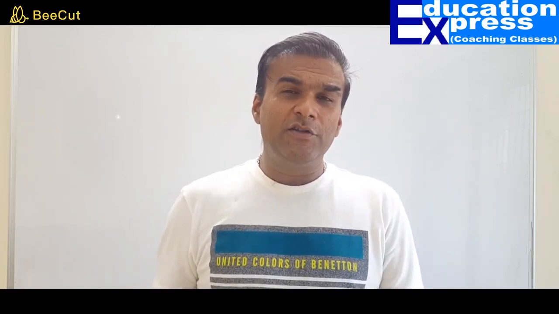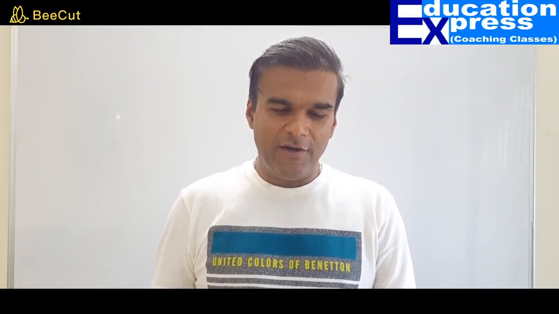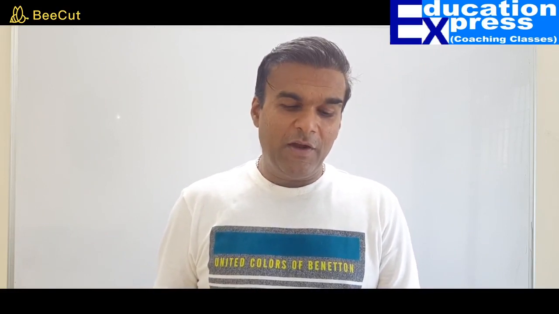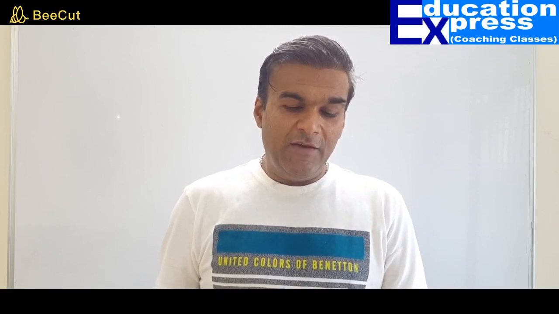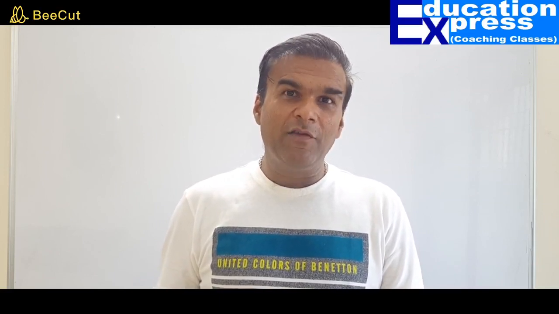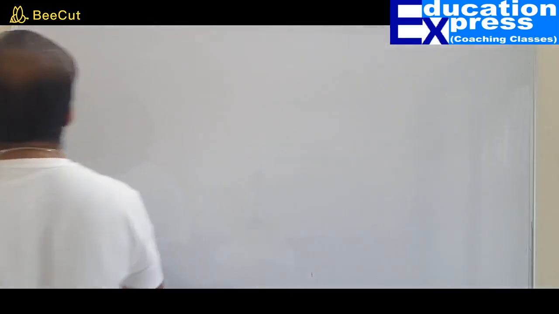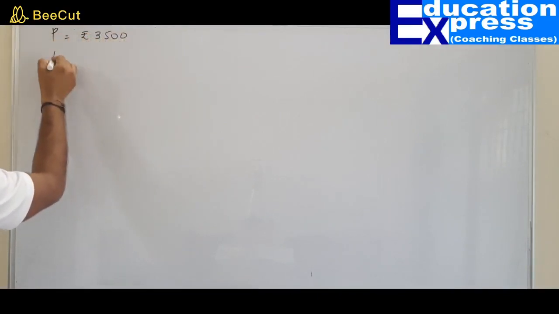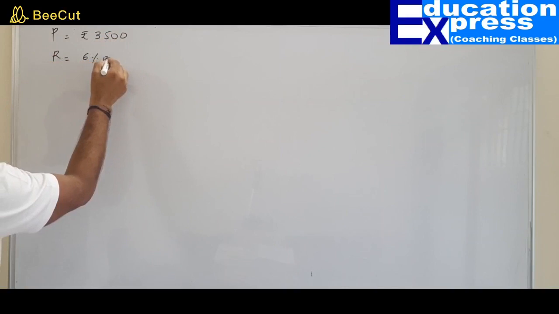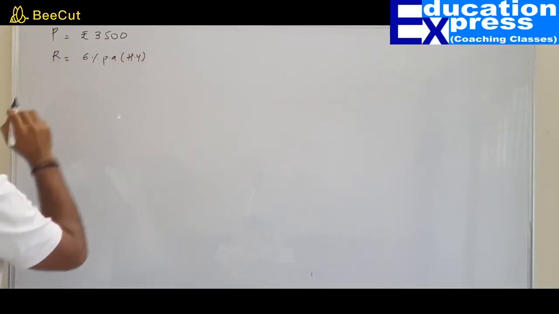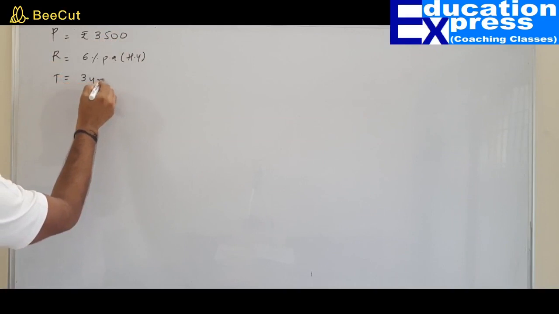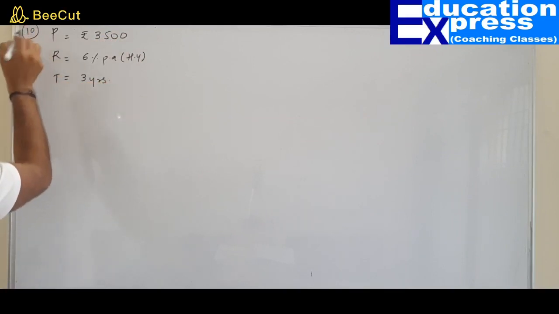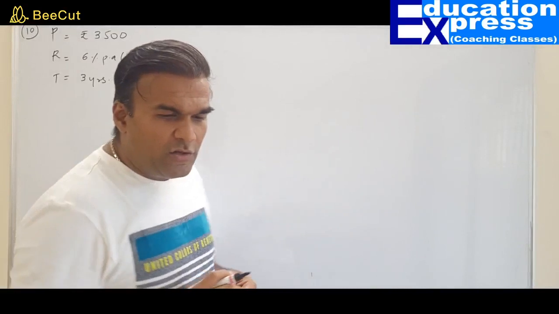Calculate the compound interest on a principal of rupees 3500 at 6% per annum for 3 years, given that interest is being compounded half yearly. So they are saying calculate the compound interest on 3500 for 3 years at 6% per annum. As we know, principal is rupees 3500. The rate of interest being 6% per annum, given to you half yearly. Time horizon 3 years. Alright, question number 8.